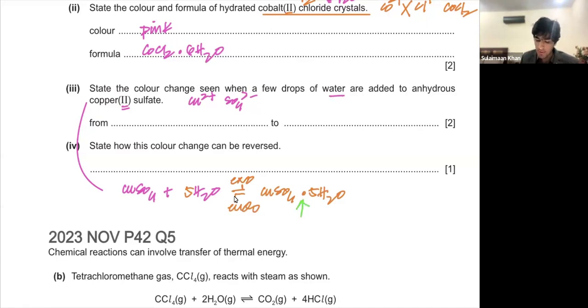Why is backward endothermic? Because you literally heat it. When you heat it, you break the bond. Bond breaking is endothermic. That's why. Acha ji. So what's the color? Anhydrous copper sulfate is white and hydrated copper sulfate is blue.